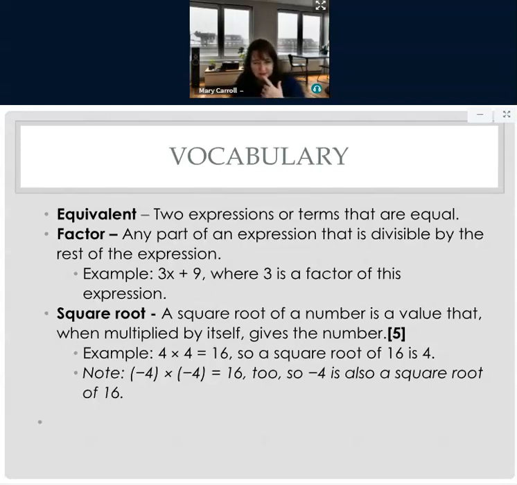Square root is basically the value that, when multiplied by itself, gives the number. So for instance, 4 times 4 is 16, so the square root of 16 is 4. Note that we can also have negative 4 times negative 4 and get a positive 16 as well. So the square root of 16 can always be 4 and negative 4.